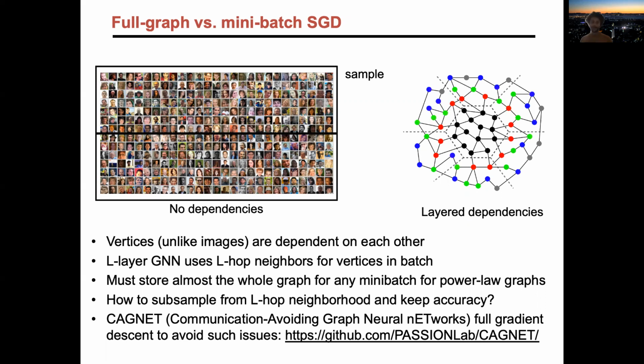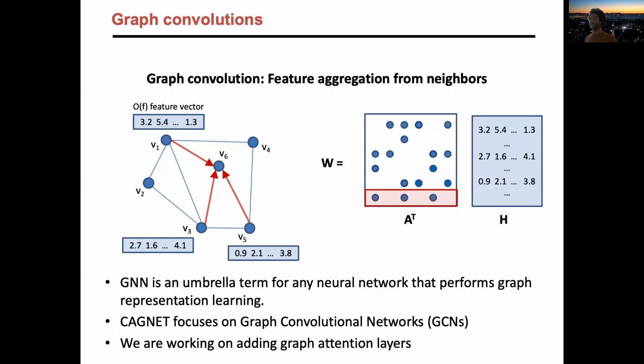So the rest of this lecture, in the 17 minutes I have, the methods I'm going to talk about avoid subsampling and thus train on the full graph, with full gradient descent, to avoid these issues. But we're going to use the communication avoiding algorithms framework to speed things up. And that's Alok, your TA's work from last year's supercomputing conference. So what's a graph convolution? A graph convolution simply is feature aggregation from your neighbors.